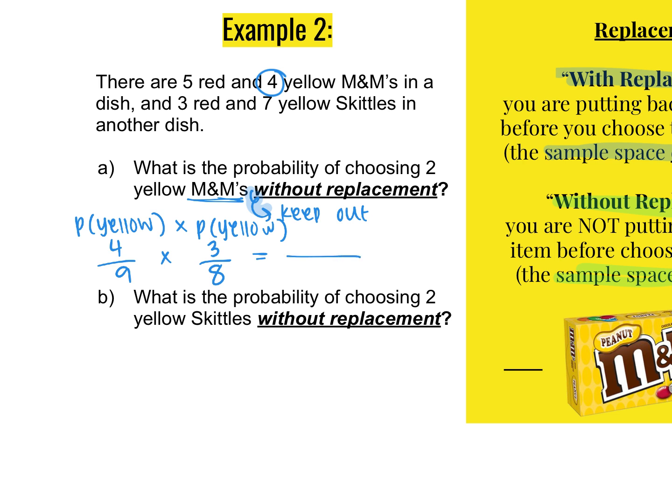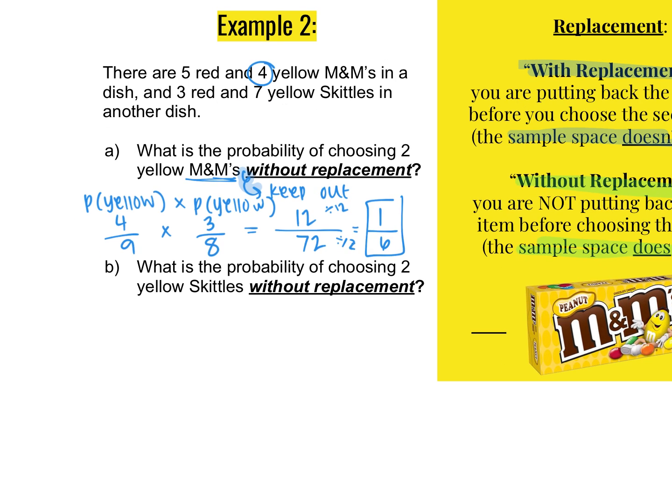What we do now is what we did last time, multiply right across the top. So 4 times 3 is 12. Looking at this one, 9 times 8 gives us 72. And then again, we want to see if we can divide anything out of that fraction. I want to say we can divide out a 12 from the top and the bottom. Let's go ahead and do it. And we get 1 over 6.